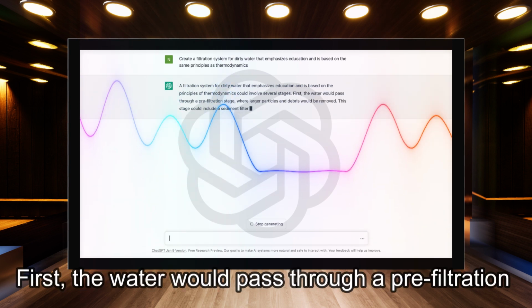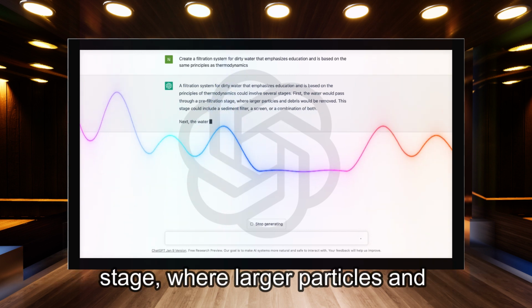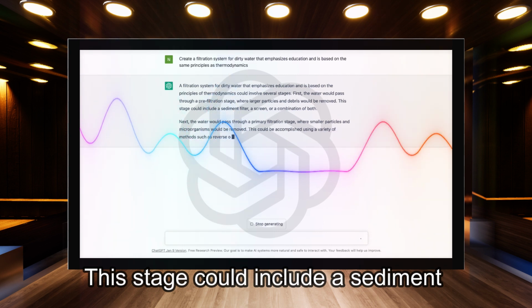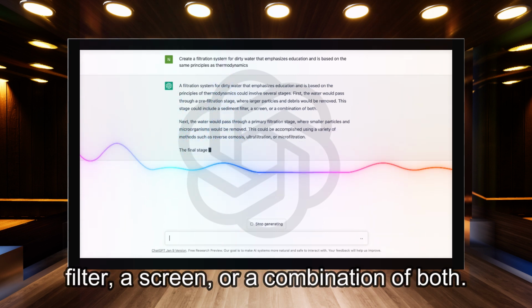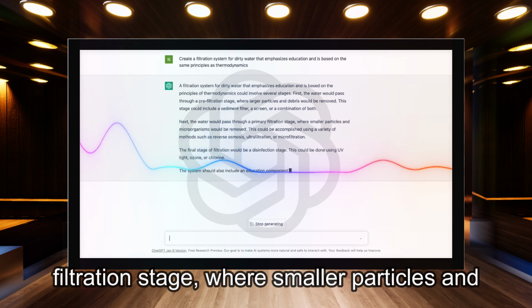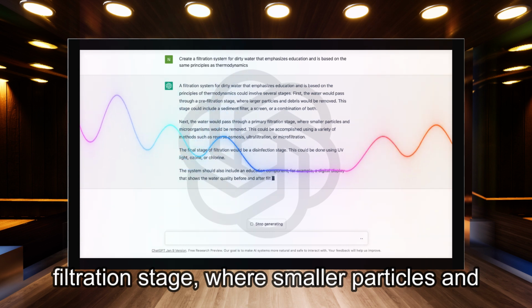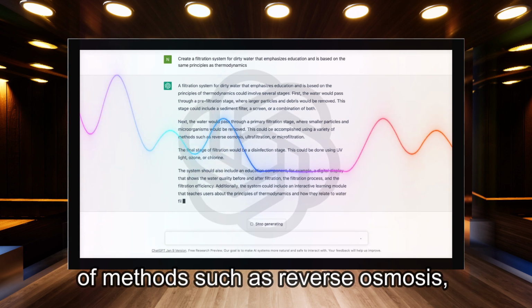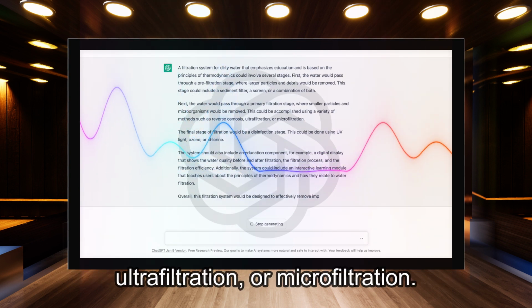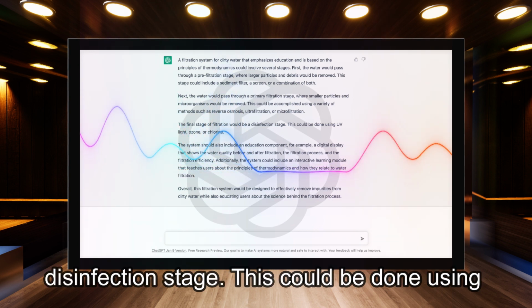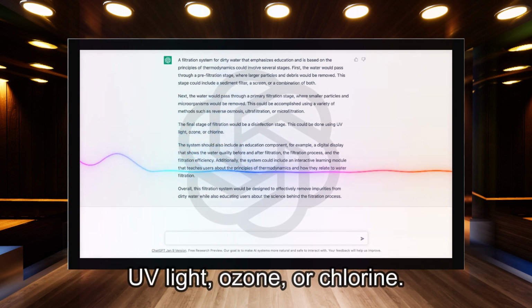First, the water would pass through a pre-filtration stage where larger particles and debris would be removed. This stage could include a sediment filter, a screen, or a combination of both. Next, the water would pass through a primary filtration stage where smaller particles and microorganisms would be removed. This could be accomplished using a variety of methods such as reverse osmosis, ultrafiltration, or microfiltration. The final stage of filtration would be a disinfection stage. This could be done using UV light, ozone, or chlorine.